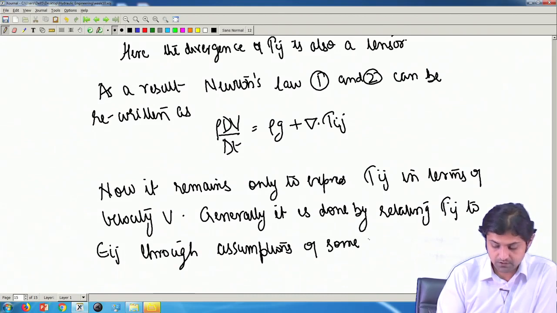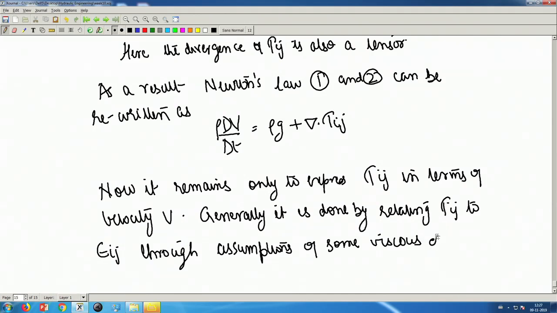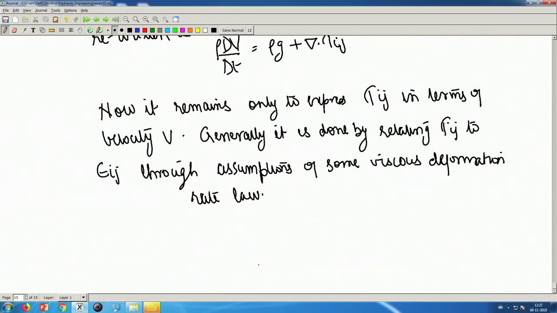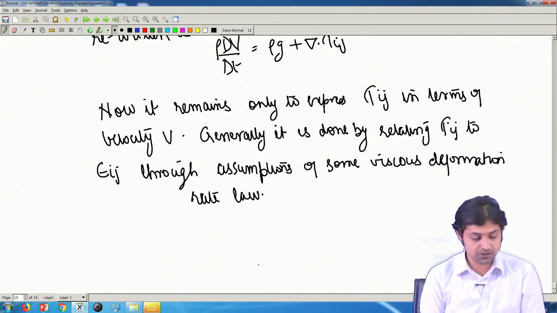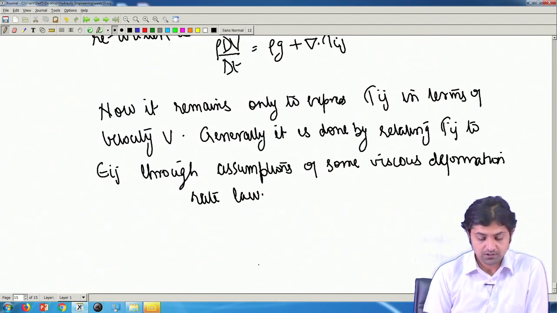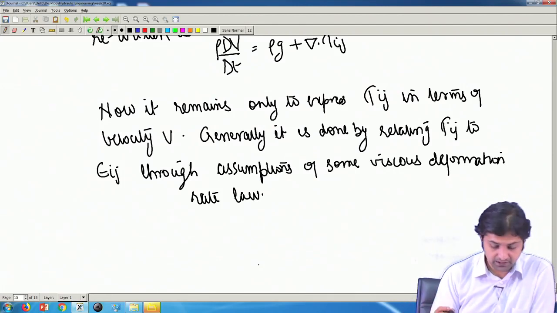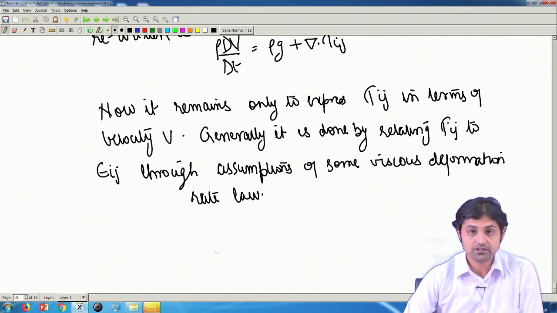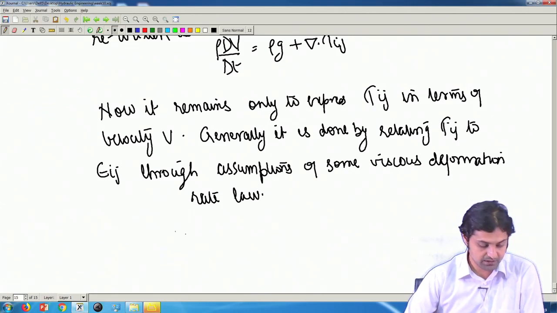So, it is relating tau ij to epsilon ij through assumptions of some viscous deformation rate law, which we have already done in the beginning. All right. Okay. So, before proceeding further, we will take a small detour and talk about a topic called hydrostatics. Okay. So, hydrostatics means fluid at rest, correct.